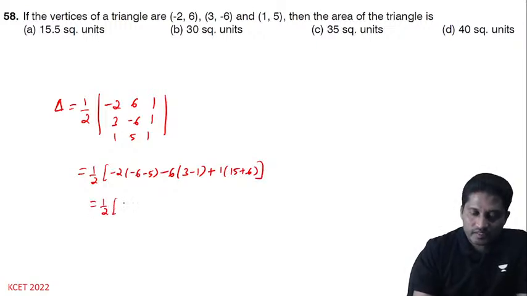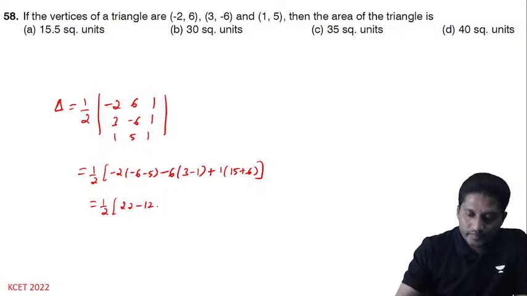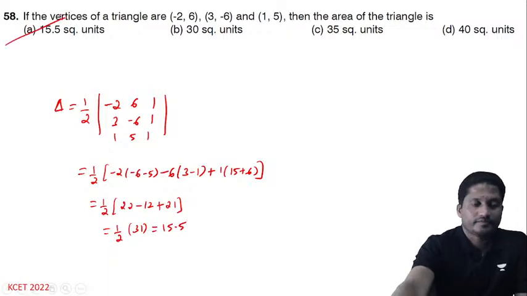Half of this is minus 11, right? So 22 minus 6 into 2 is 12 plus 21. Half of this is 10 plus 21, 31, 15.5 square units. First option. Alright, question number 59.